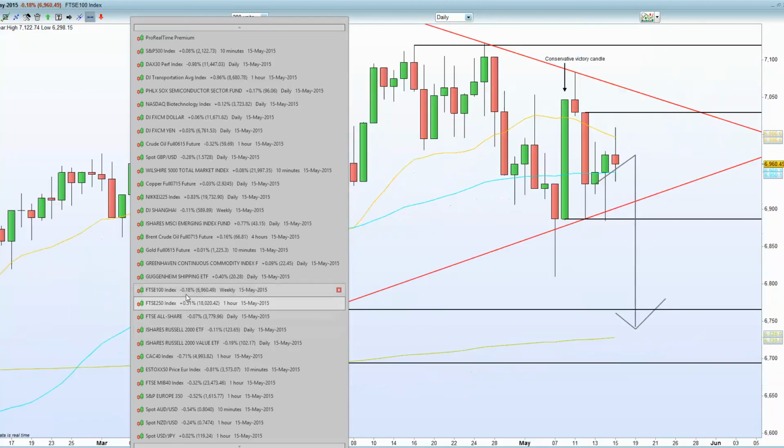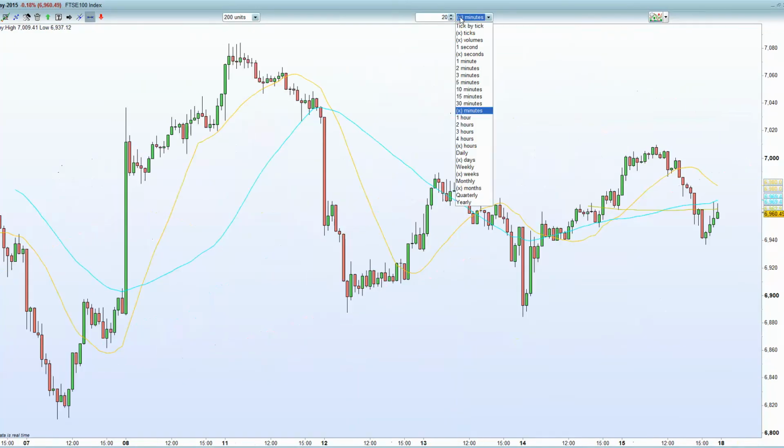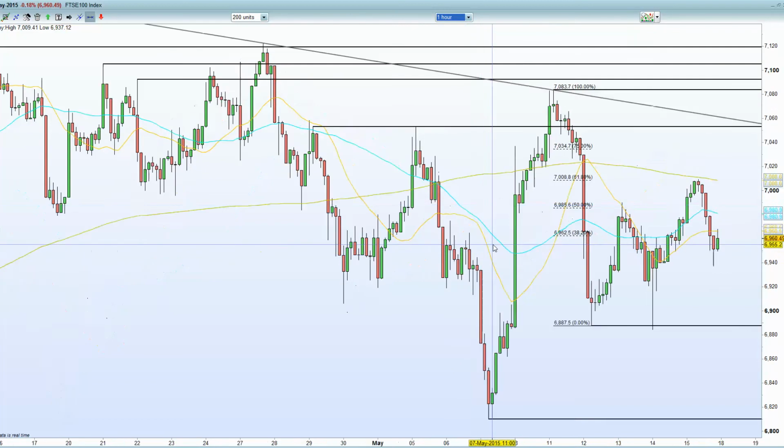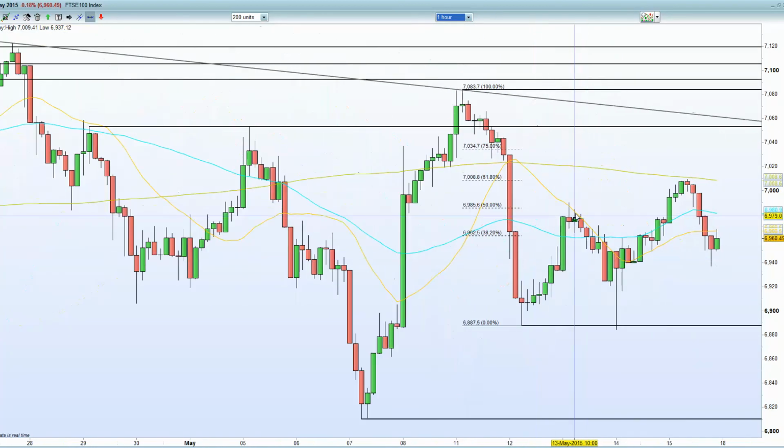Now going to the FTSE 100, go to our 60-minute chart of the FTSE. So the 60-minute chart of the FTSE 100, we certainly seem to have held a 61% fib, so that certainly is bearish.